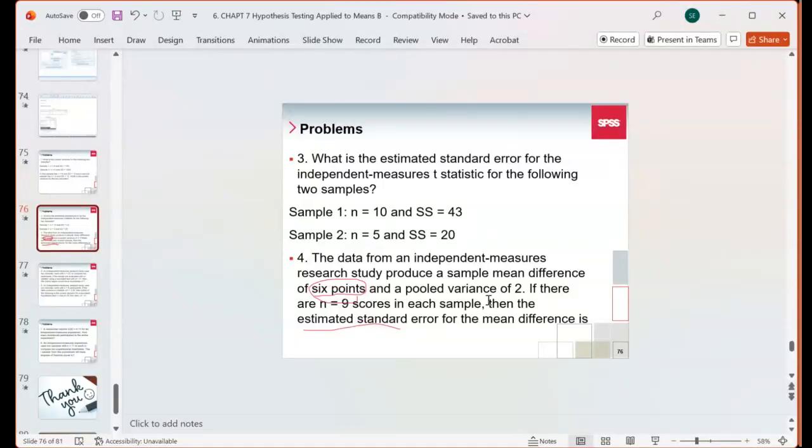The next one says the data from an independent measure study produce a sample mean difference. So the mean difference, the difference between M1 and M2, is 6 points. So that's 6. The numerator is 6. And your pooled variance is 2. And if n is 9, scores in each sample, that means you have 18 people. 18 minus 2 is 16. Then estimate the standard error. So you plug those into your formula.